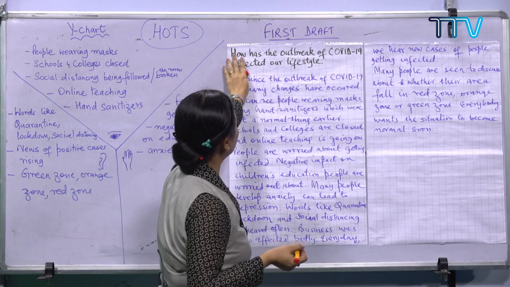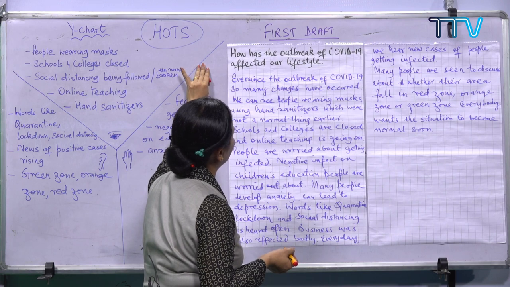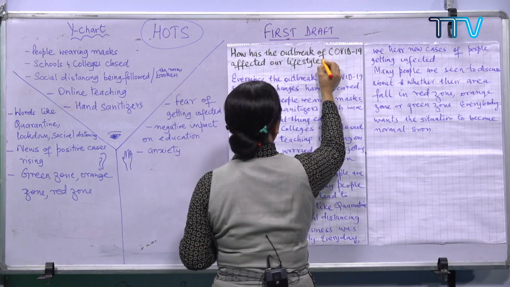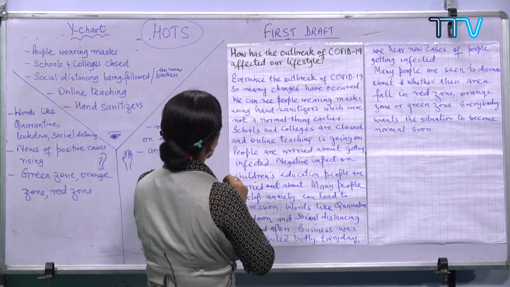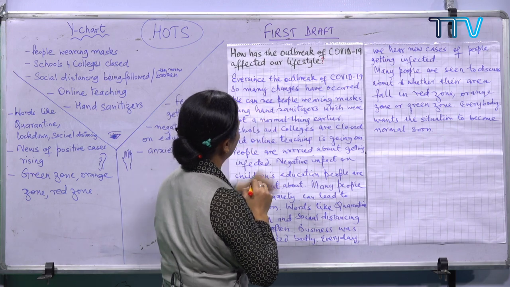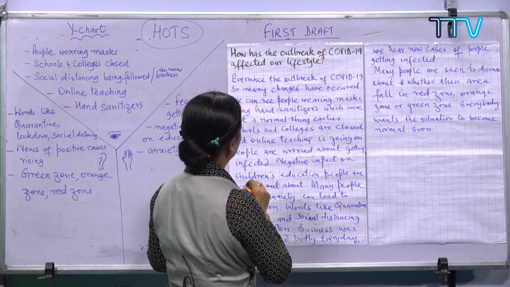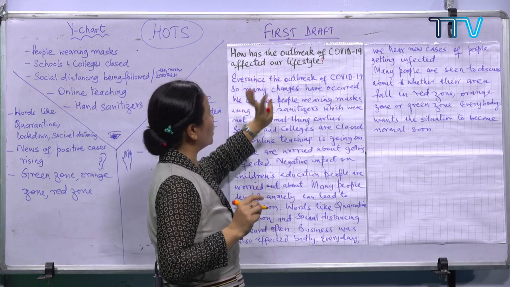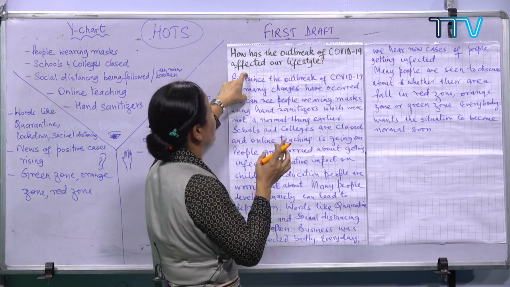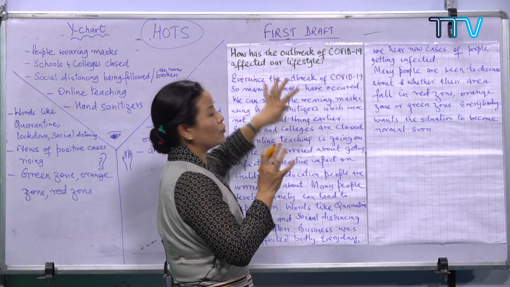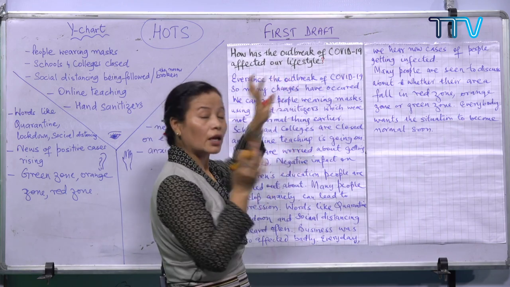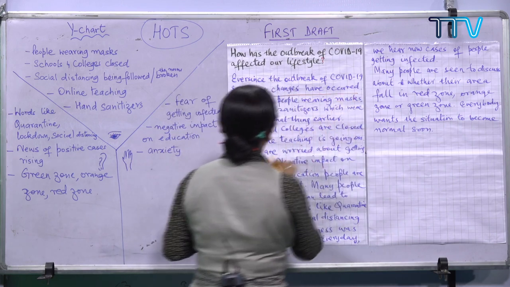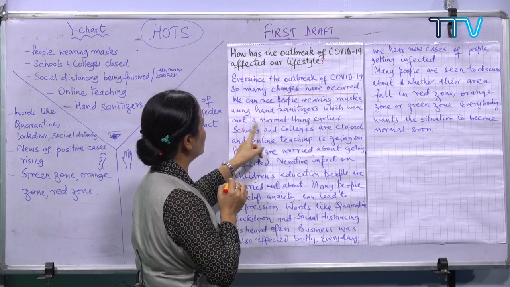Ever since the outbreak, so first thing we are going to look at is the topic: how has the outbreak of COVID-19 affected our lifestyle? Do you think we need to put a question mark here? Then, ever since the outbreak of COVID-19, so many changes have occurred. We can see people wearing masks. The first sentence becomes very important. It tells the readers what you are going to write about, so it has to have a connection with the topic. So we can think of making a little change: we can see people wearing masks, using hand sanitizers, which were not a normal thing earlier.